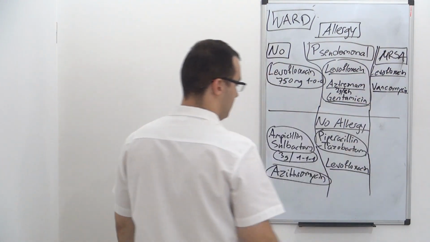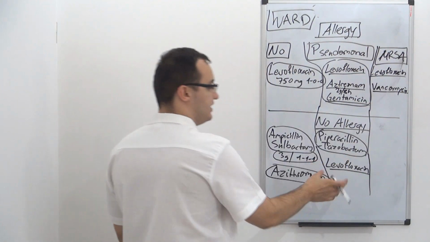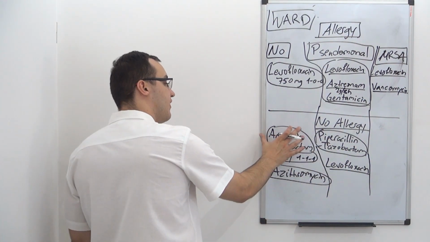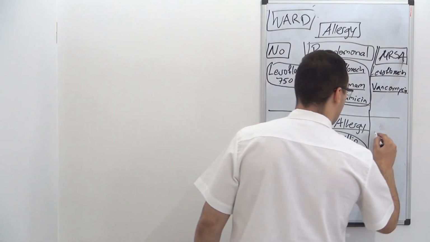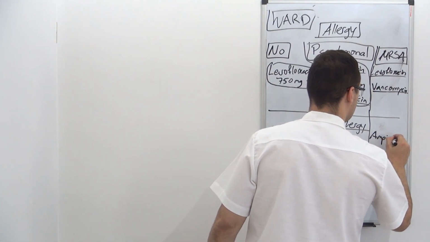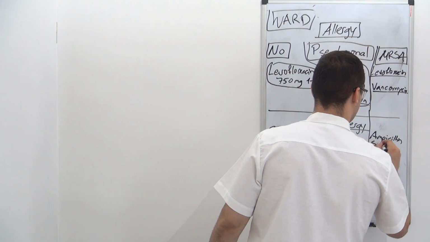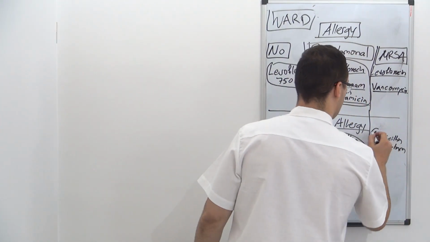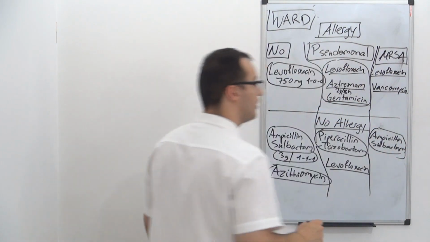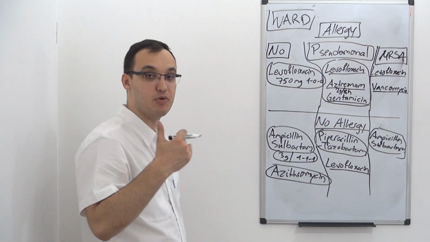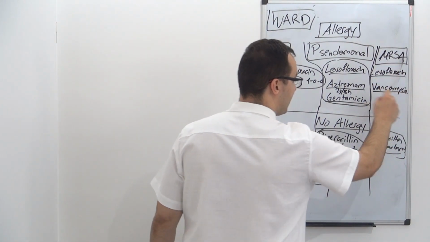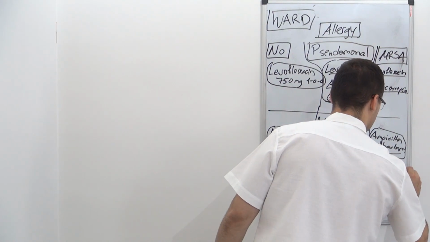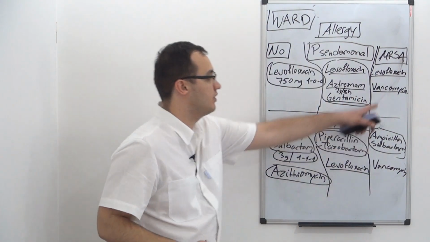For MRSA, we don't need this strong one, piperacillin tazobactam. We can give ampicillin sulbactam. That's more than enough. So we will give ampicillin sulbactam together with something that attacks MRSA, and that is, for example, vancomycin. This one, the same here.